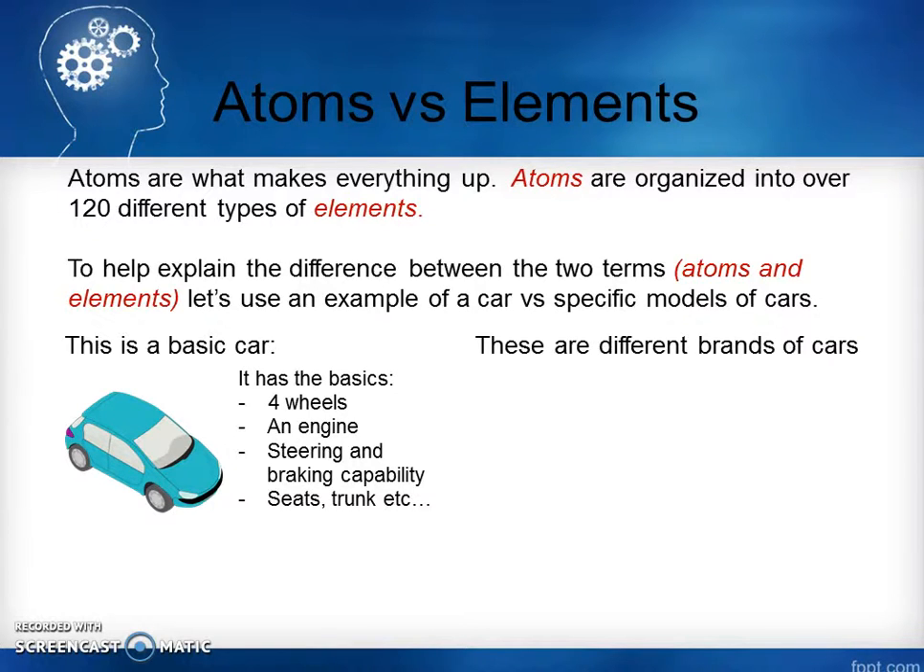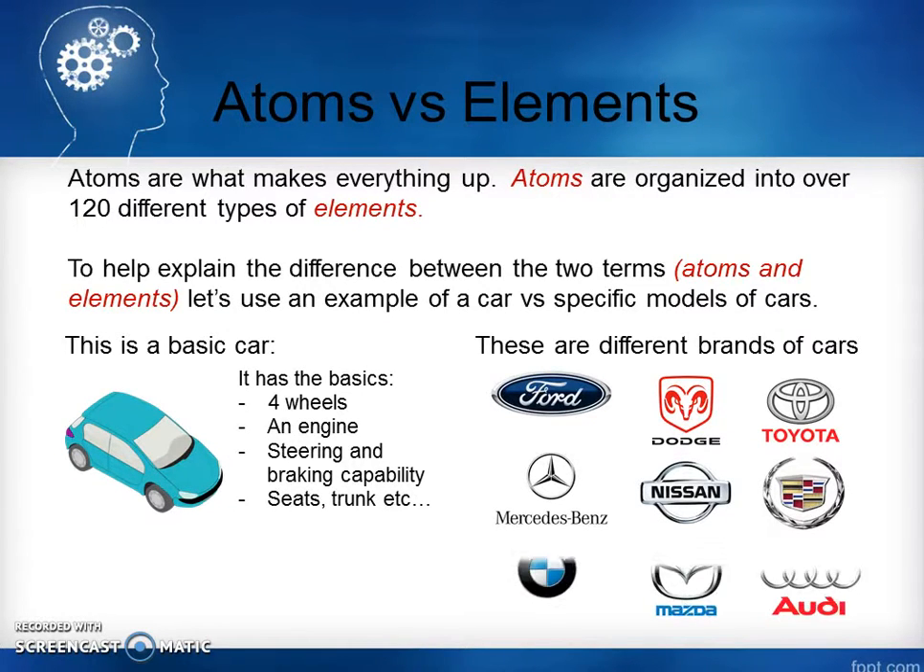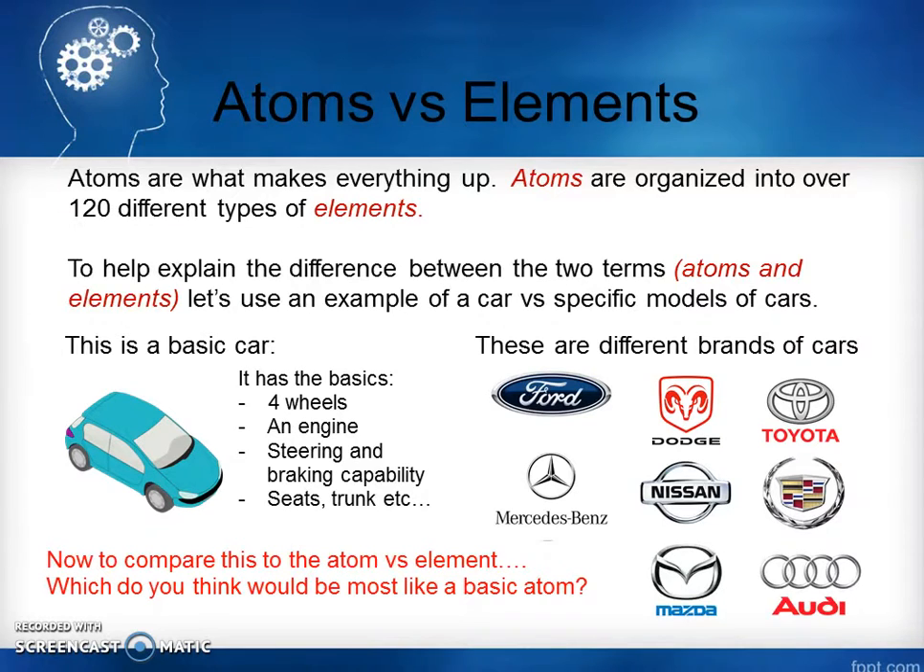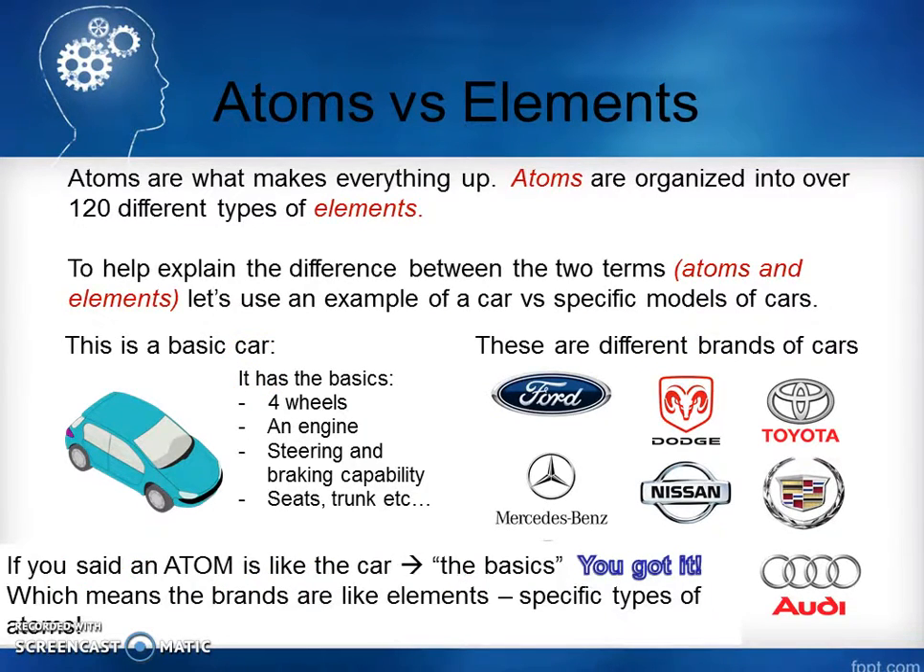Now, there are different brands of cars or different types of cars, and they go by names: Ford, Dodge, Toyota, etc., etc. Now, to compare this to the atom versus the element, which do you think would be most like the basic atom? The basic car or the different brand? Chances are you might have said atom, and if you did, you got it. The atom is the basic, which means the brands are like elements. They're specific types of atoms.